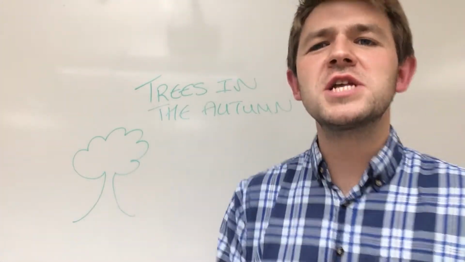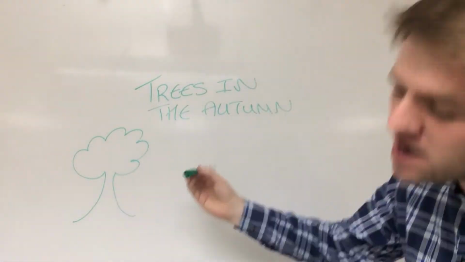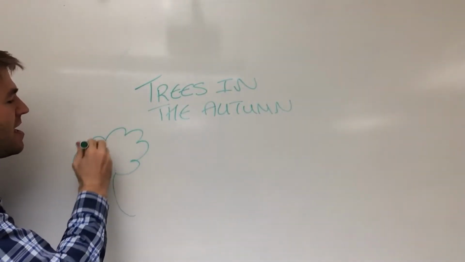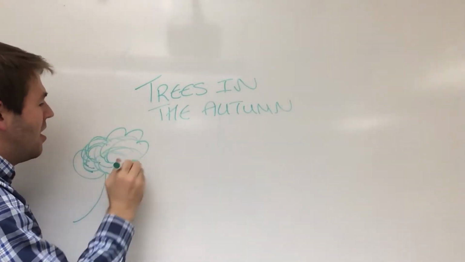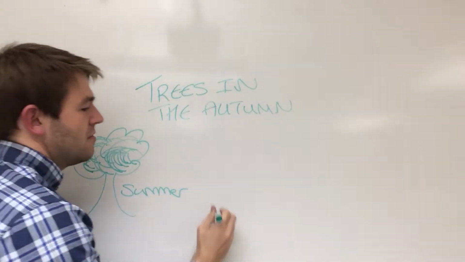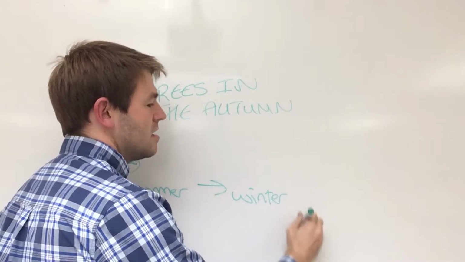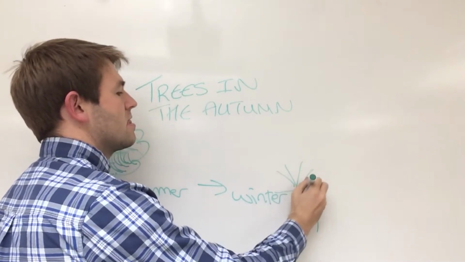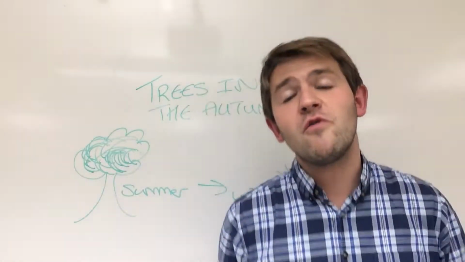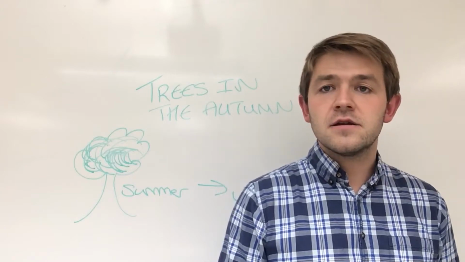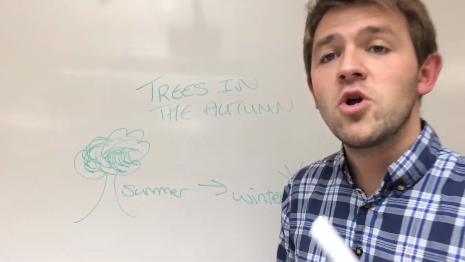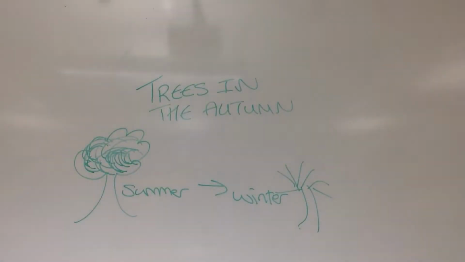And trees in the autumn is our topic today. We know that trees look something like this. Nice, big, beautiful leaves on a tree. This is what it looks like in summer. But then if we go to winter, our tree turns bare. All of those leaves fall off the tree. And this is about why that happens. Why do the leaves fall off the tree? We've got to look at that in this little mini lesson.